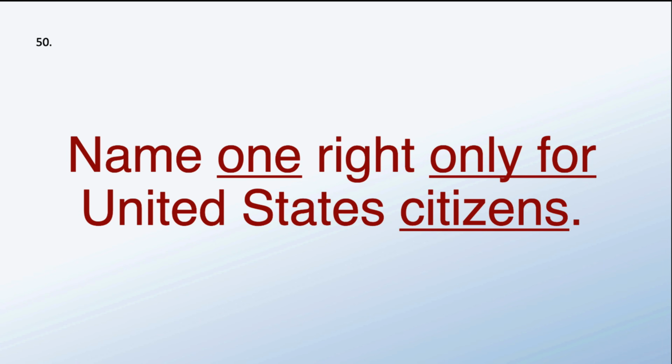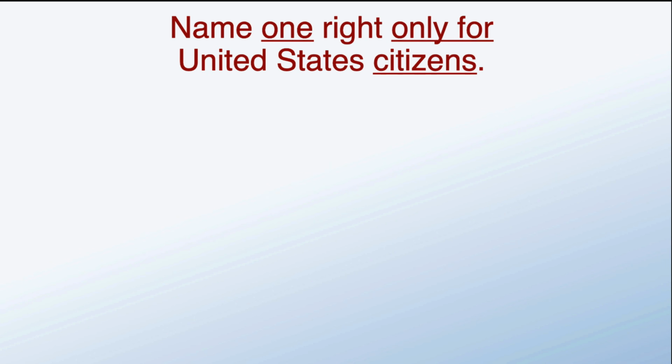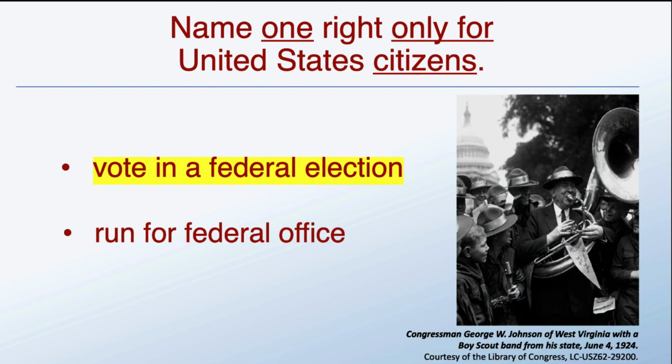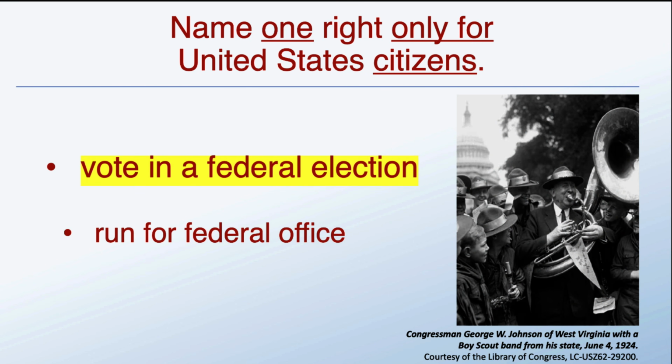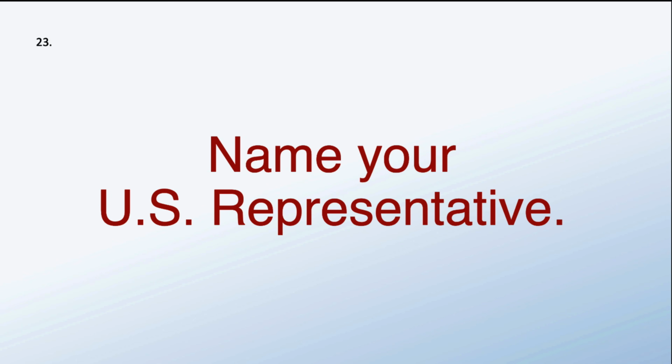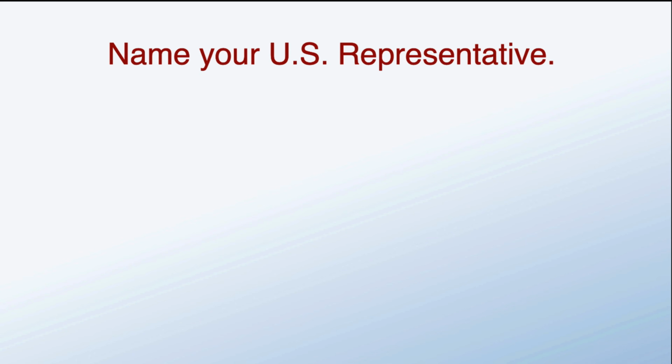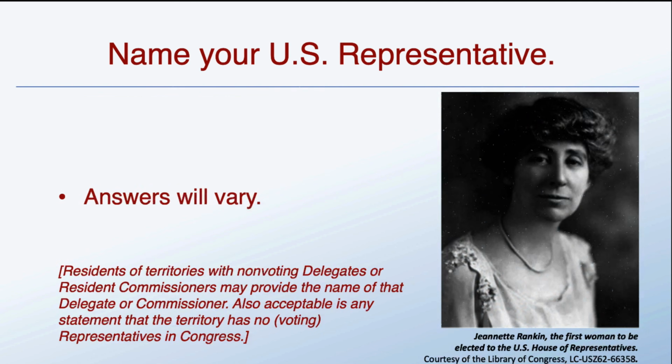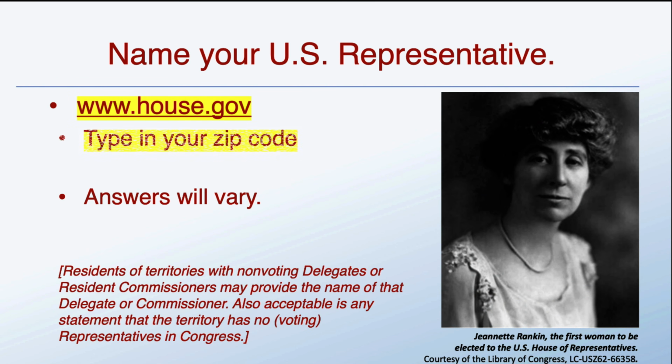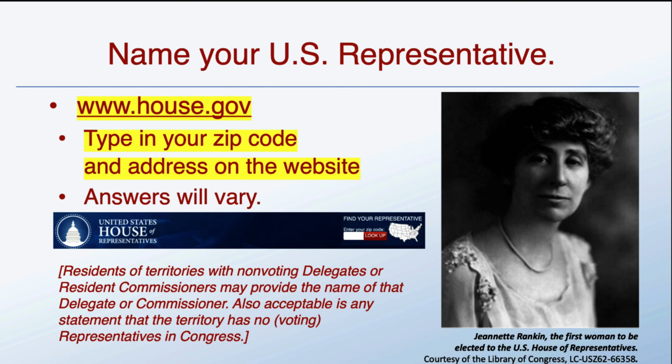Name one right only for United States citizens. Vote in a federal election. Only U.S. citizens can vote in a federal election. Name your U.S. representative. Of course, answers will vary here. You'll need to go to house.gov and type in your zip code and maybe your street address to find your specific U.S. representative.